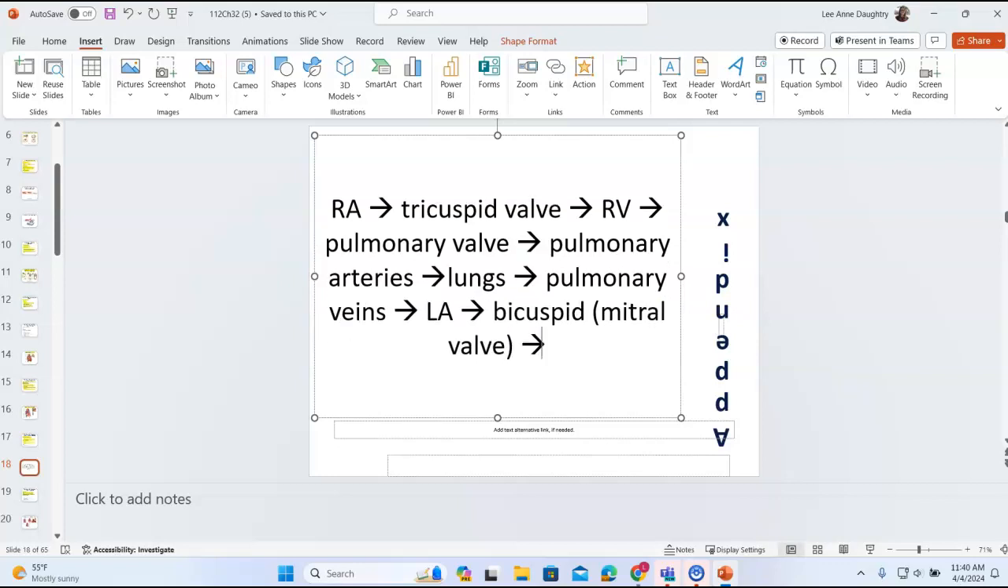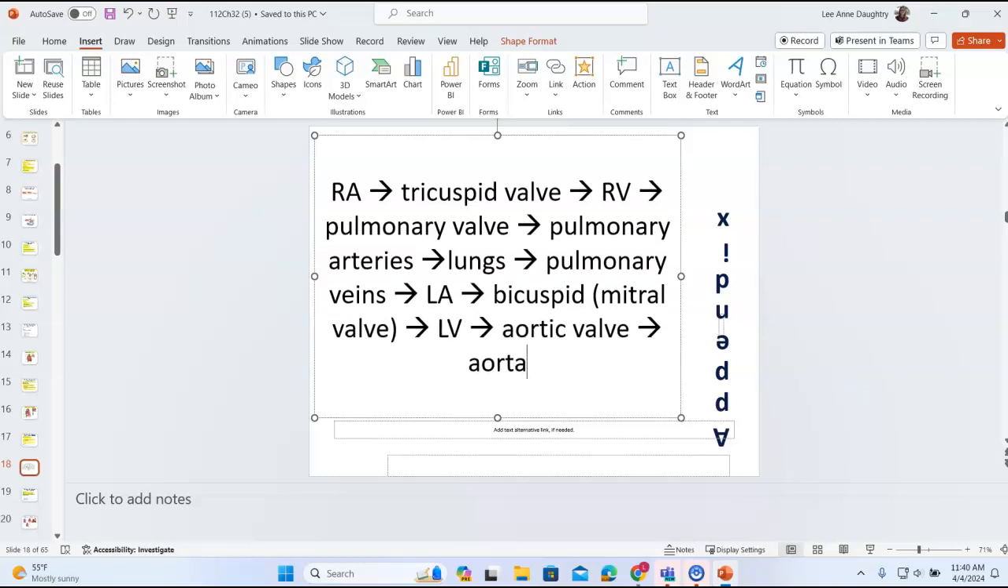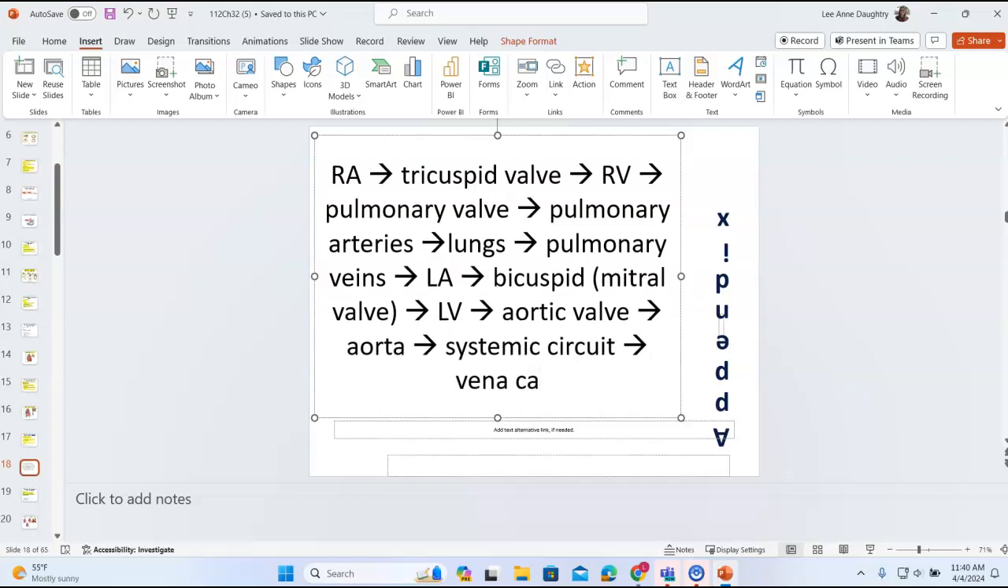And then the blood is going to move into the left ventricle, and then through the aortic valve into the aorta. The aorta is going to take the blood to the systemic circuit, and then it's going to come back to the heart through the vena cava, and then it will empty into the right atrium, and the pathway will continue.